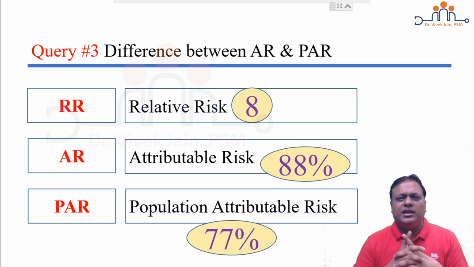So I'll again repeat, relative risk. Smokers have 8 times higher chance of lung cancer as compared to non-smokers. Attributable risk in the same study, 88%. 88% of the lung cancer can be attributed to smoking. Population attributable risk, 77%. If I modify or eliminate smoking from this population, there will be a 77% annual reduction in incidence of lung cancer in the same population.